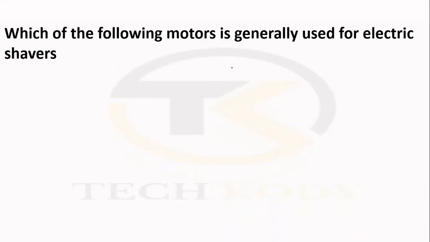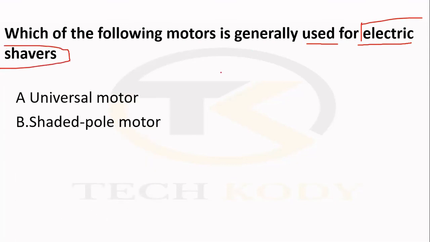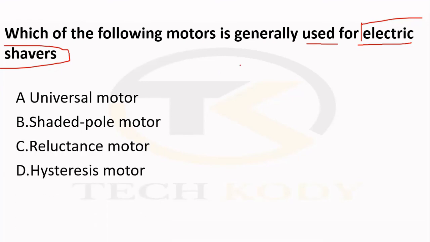Which of the following motors is generally used in electrical shavers? Here they ask about electrical shavers: what kind of motor is used? Universal motor, shaded pole motor, reactance motor, or hysteresis motor. The motor used in electrical shavers is the universal motor.